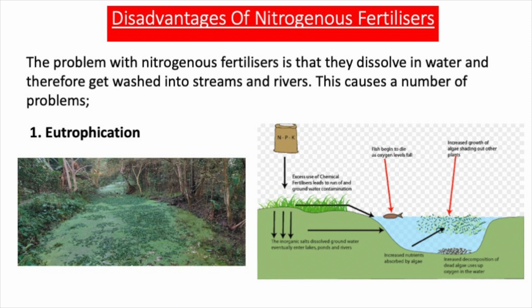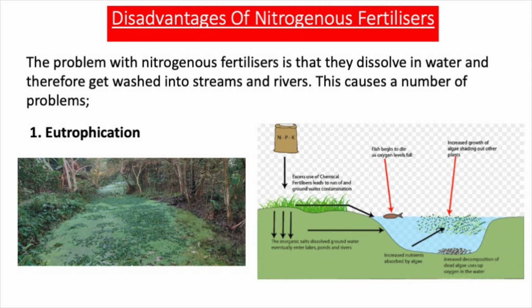So now let's look at the disadvantages of nitrogenous fertilizers. The problem with nitrogenous fertilizers is that they dissolve in water and therefore they get washed into streams and rivers when it rains. And this causes a number of problems. The first problem that we're going to talk about is eutrophication.